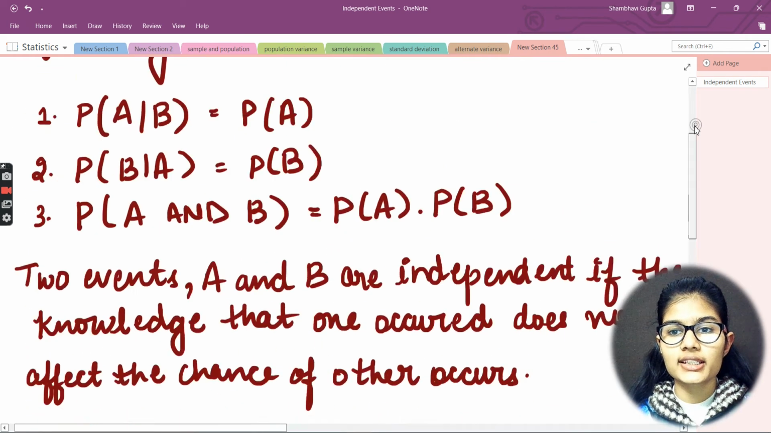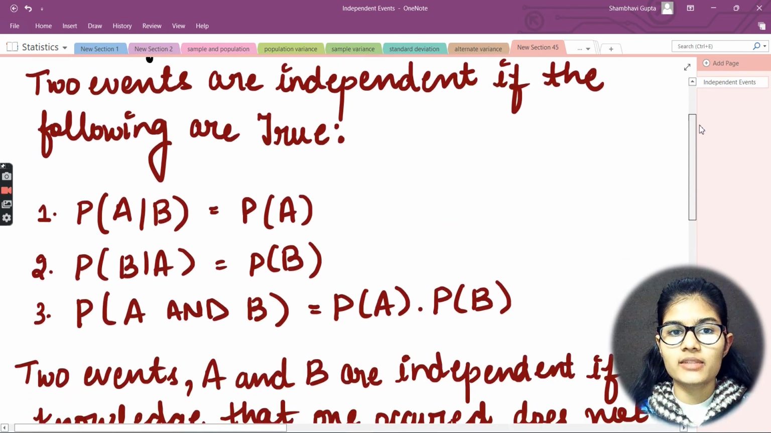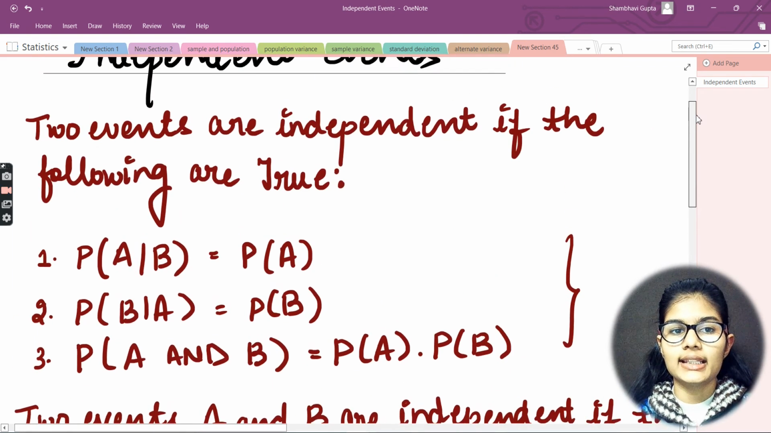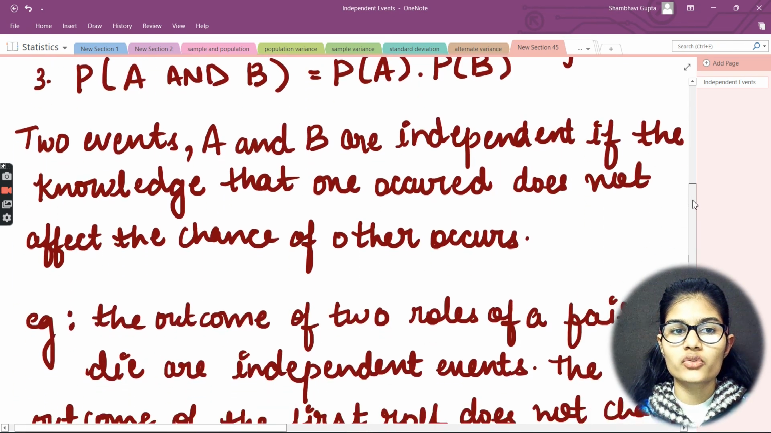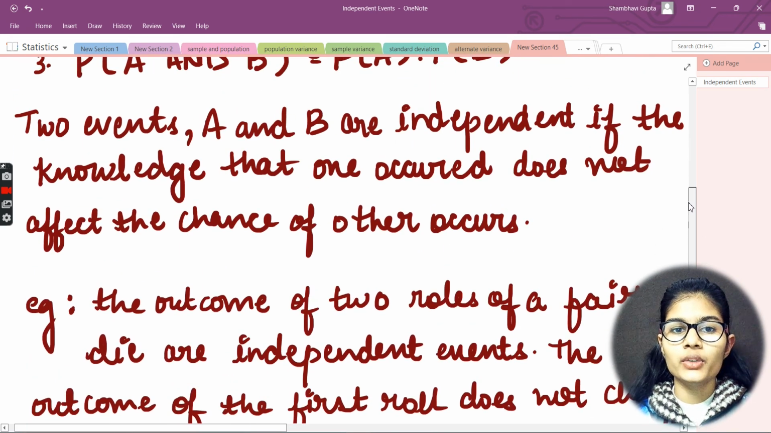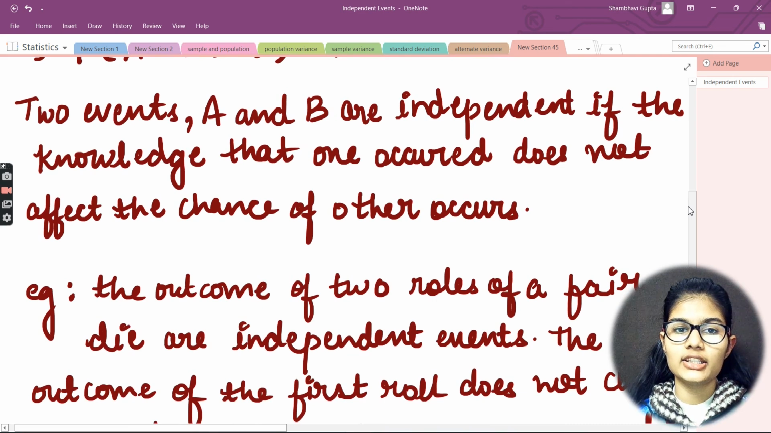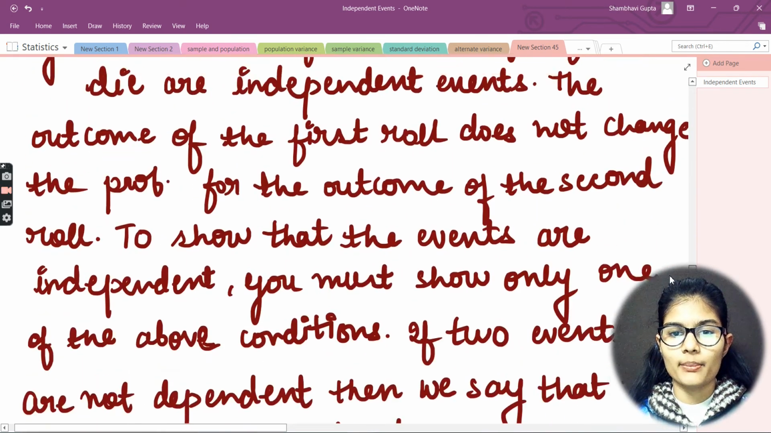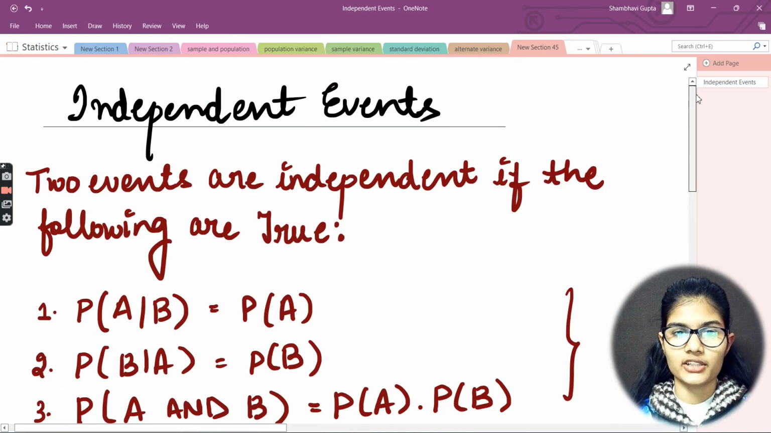So today we discussed a little about independent events. If the three conditions mentioned up here are true, then we say that the two events are independent. And two events A and B are independent if the knowledge that one occurred does not affect the chance of the other occurring. And we just saw a quick example of how to do this.